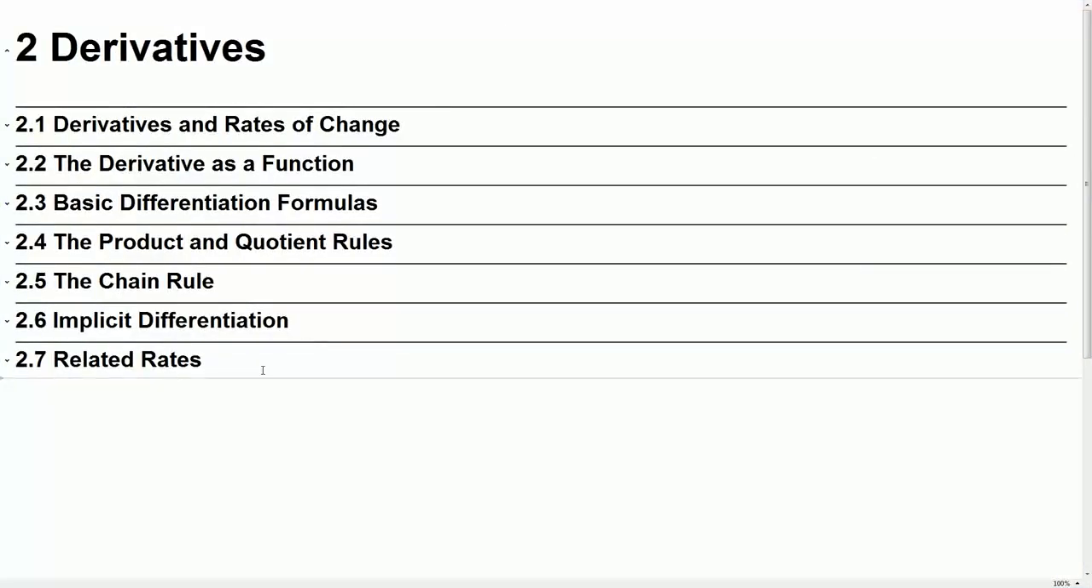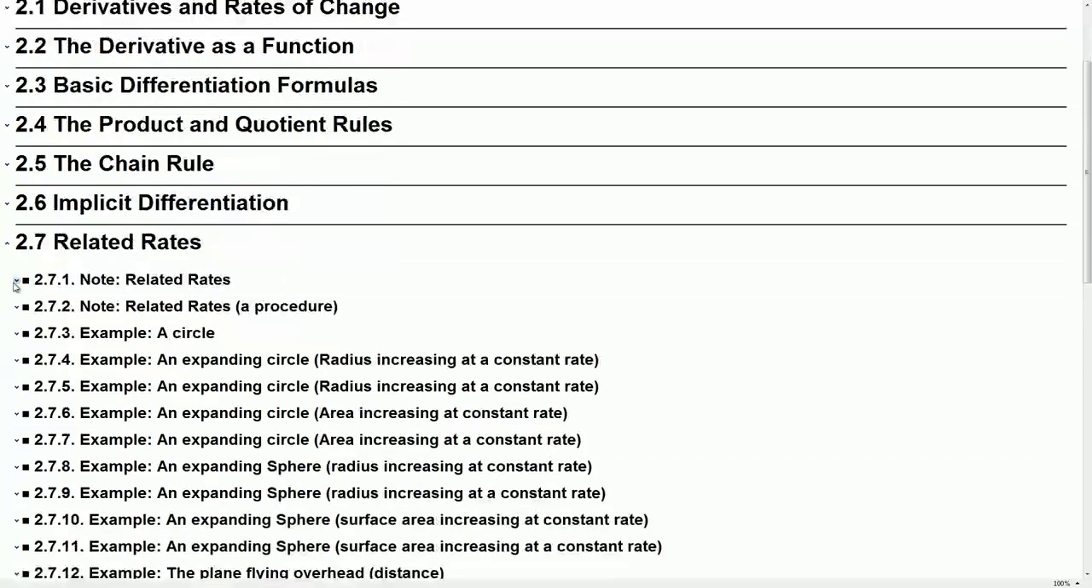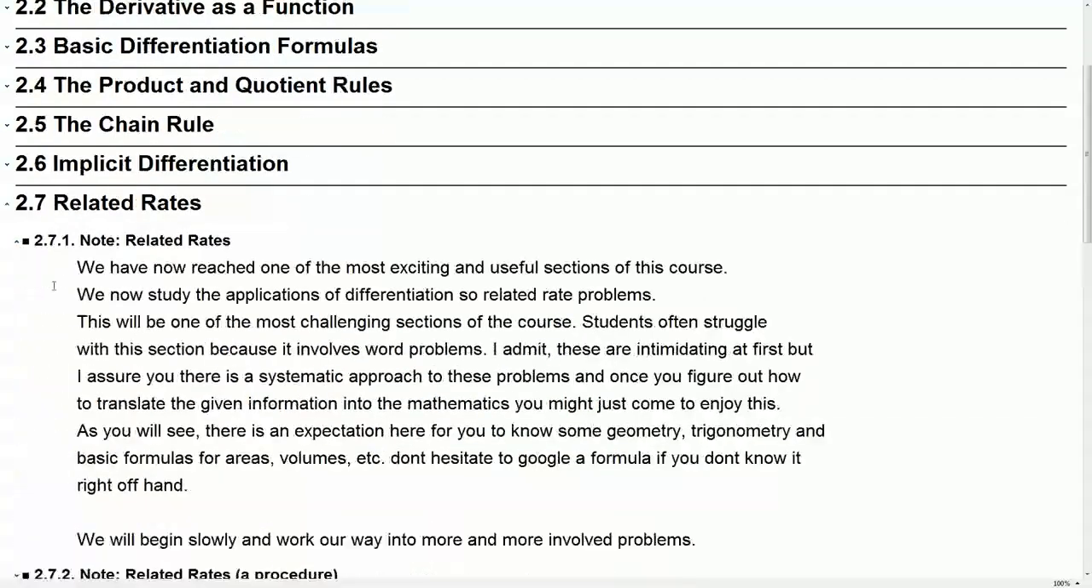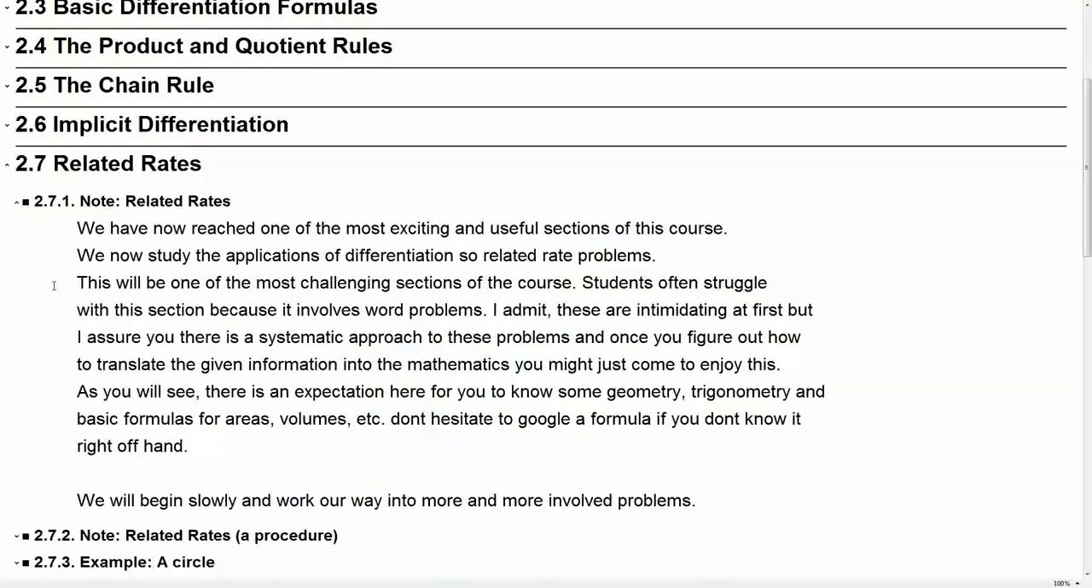All right, we've made it to the end of chapter 2, and we will start section 2.7, related rates. So lots to say here. We've reached a point in the class where we finally get to do something useful, work problems, some applications to the differentiation that we've done up to this point. This will be one of the most challenging sections in the class. Students struggle with this because it's word problems.